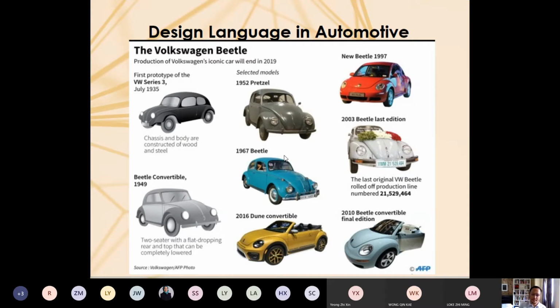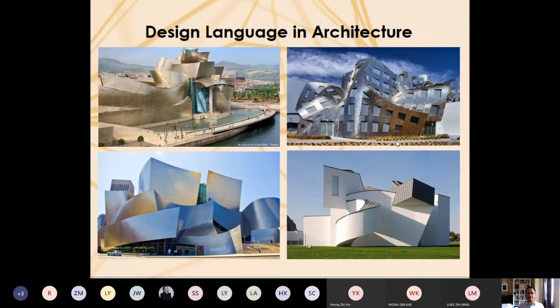Even though maybe you might call it evolution. As I mentioned just now, design language in architecture. So these are buildings designed by Frank Gehry. If you look at all the four designs, basically those are four different building designs. The Guggenheim Museum, and then the Walt Disney Opera House, and the other two I can't remember. But you can see the similarities.